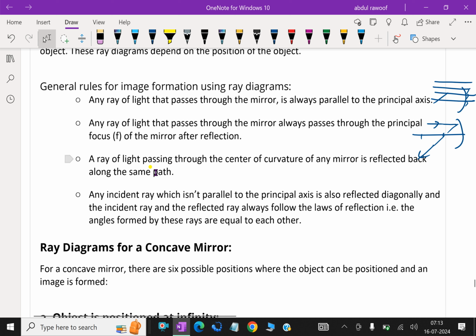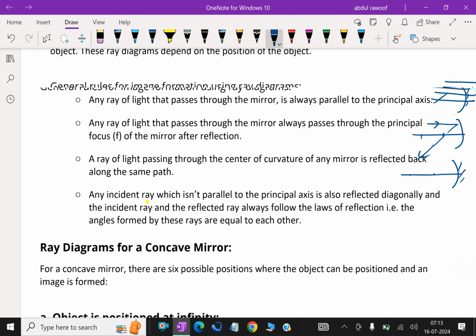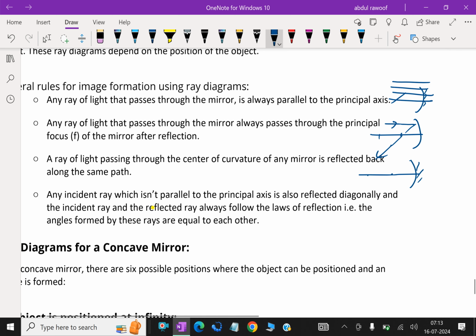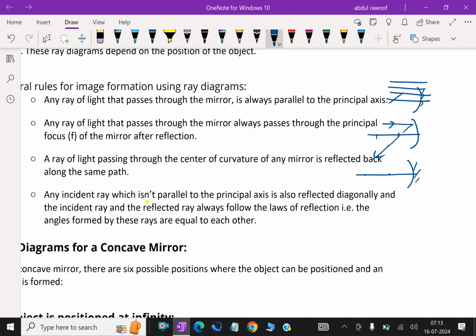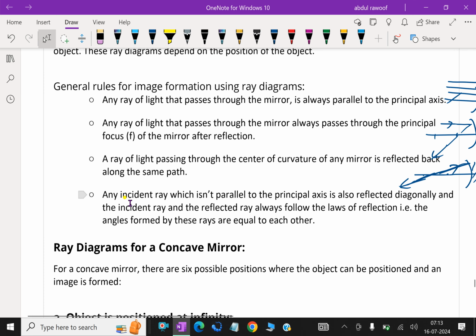Any ray of light that passes through the center of curvature of any mirror is reflected back along the same path. Suppose a mirror, if a ray passes through this point, it comes back to the same point, returns back.